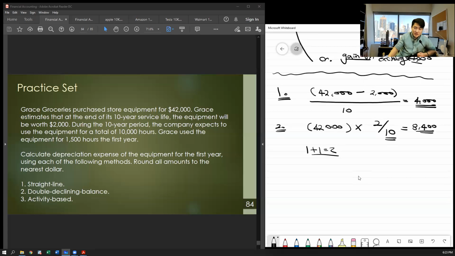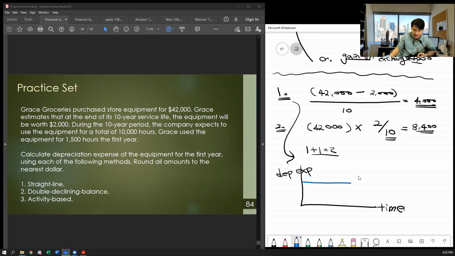Yeah. So for the straight line method, let me just draw a graph. So let's say on the y-axis, let me put depreciation expenses, and on the x-axis, time here. Finally, first time using color. So if the company elects a straight line method, every year, the depreciation expense will be the same throughout the duration of the service life.